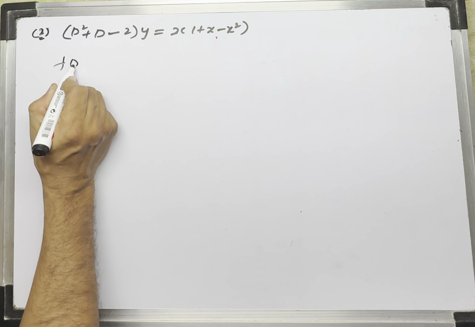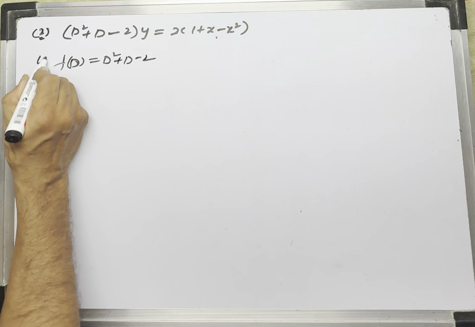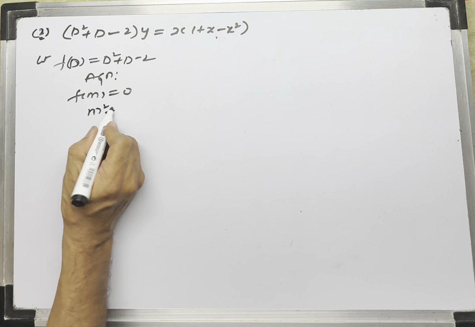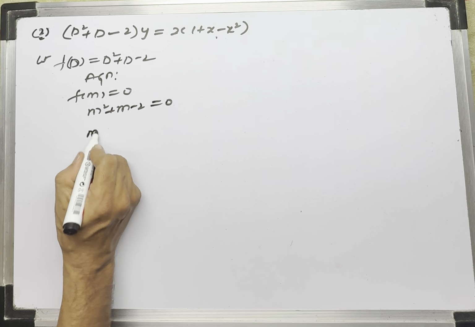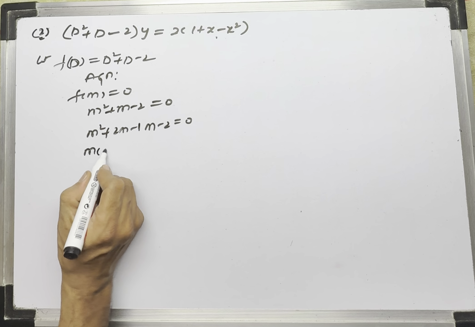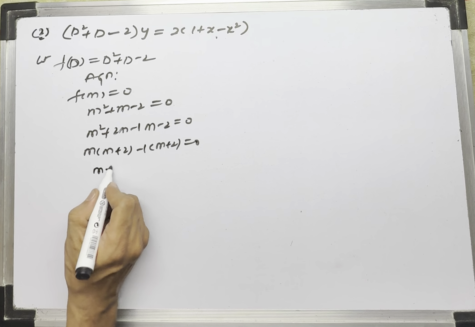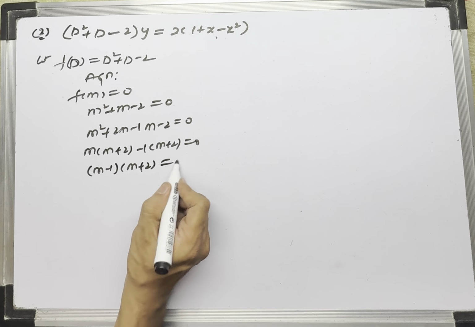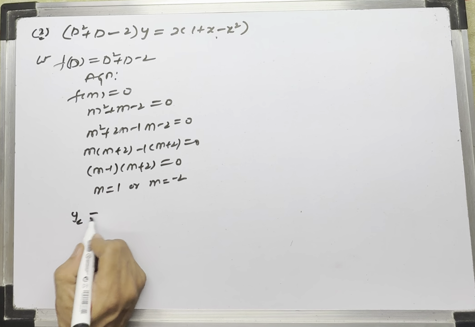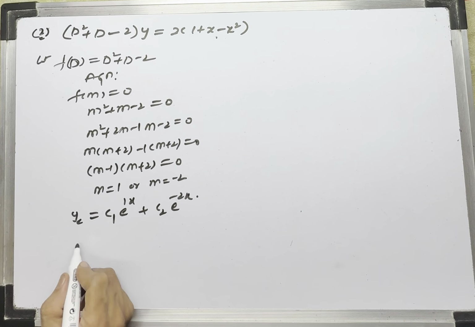See, this is the operator form given to us. We will take f of D equals D square plus D minus 2. Then the auxiliary equation will be f of m equals 0: m square plus m minus 2 equals 0. So factorize this. If factorization is not possible, you can go for the minus b plus or minus root formula. We will get a quadratic equation. So (m minus 1)(m plus 2) equals 0. So the m values are 1 and minus 2. Immediately you should write the complementary function c1 e power m1x plus c2 e power m2x.